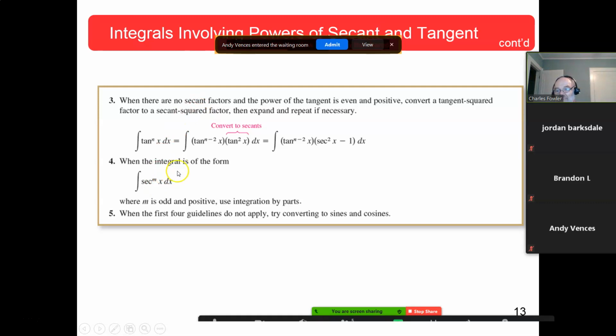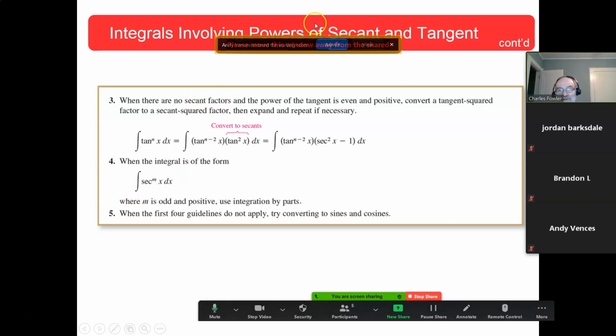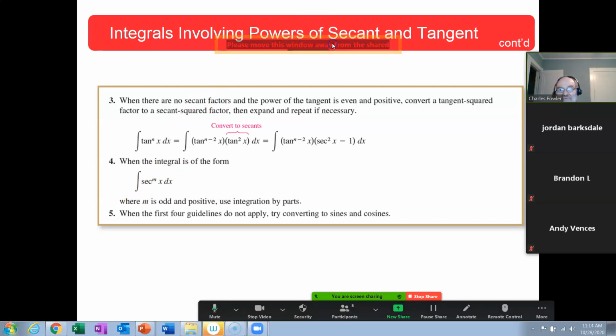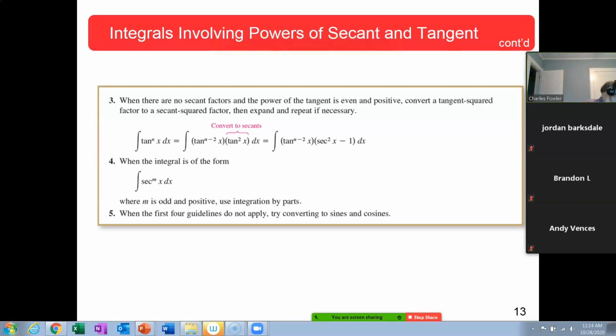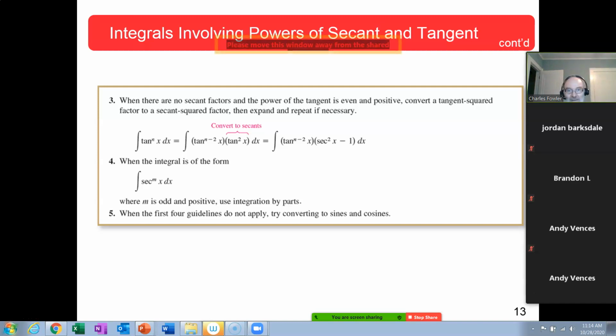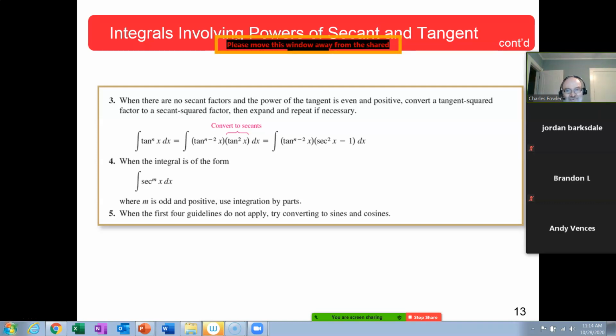And this one says when it's of the form, oops, here comes Andy. Okay, I thought Andy was still here. I guess he had to bounce out and come back. We still haven't seen Ashton, though. Hopefully Ashton will be coming in. So welcome back. Oh! Okay, Andy was here twice, but now he's here once.